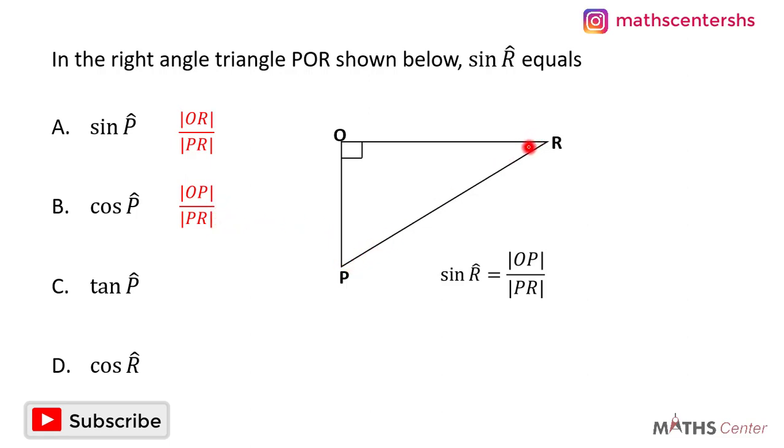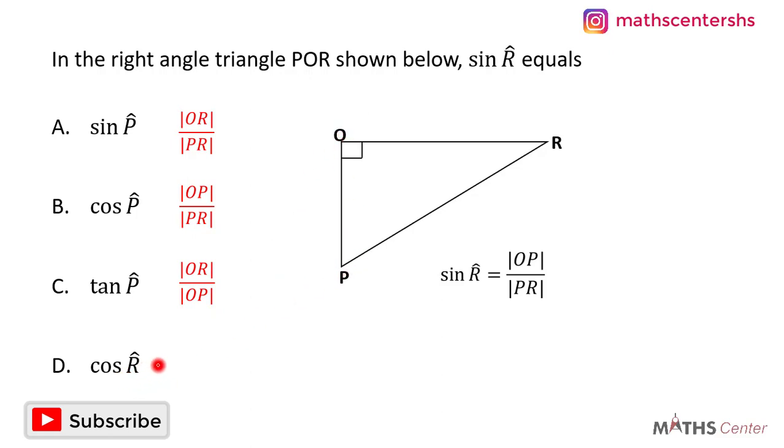Let's look at the third one, which is tan P. If we consider P, OR is opposite to P and OP is adjacent to P. We know that tan is equal to opposite divided by adjacent. So tan P will be equal to the opposite side, which is OR, divided by the adjacent side, which is OP. The last one is cos R.